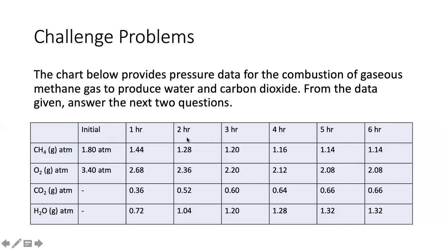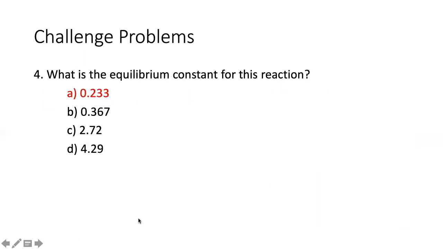If there is no indication whatsoever in the chart of where equilibrium is, it's pretty safe to assume that your last set of data points is equilibrium. So even if you didn't know hours 5 and 6 had the same data, therefore kind of insinuating we're at equilibrium, it's a pretty safe bet to go straight to hour 6 and find those amounts and know that that would be equilibrium, right? Okay, and so 4 is, what is the equilibrium constant for this reaction?